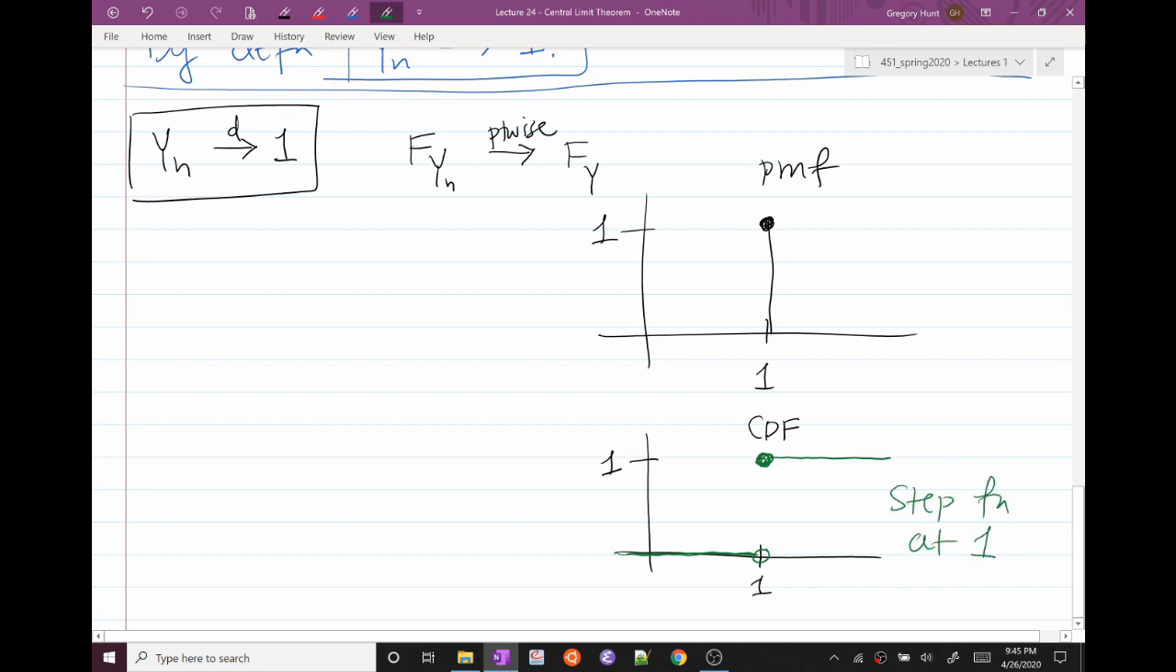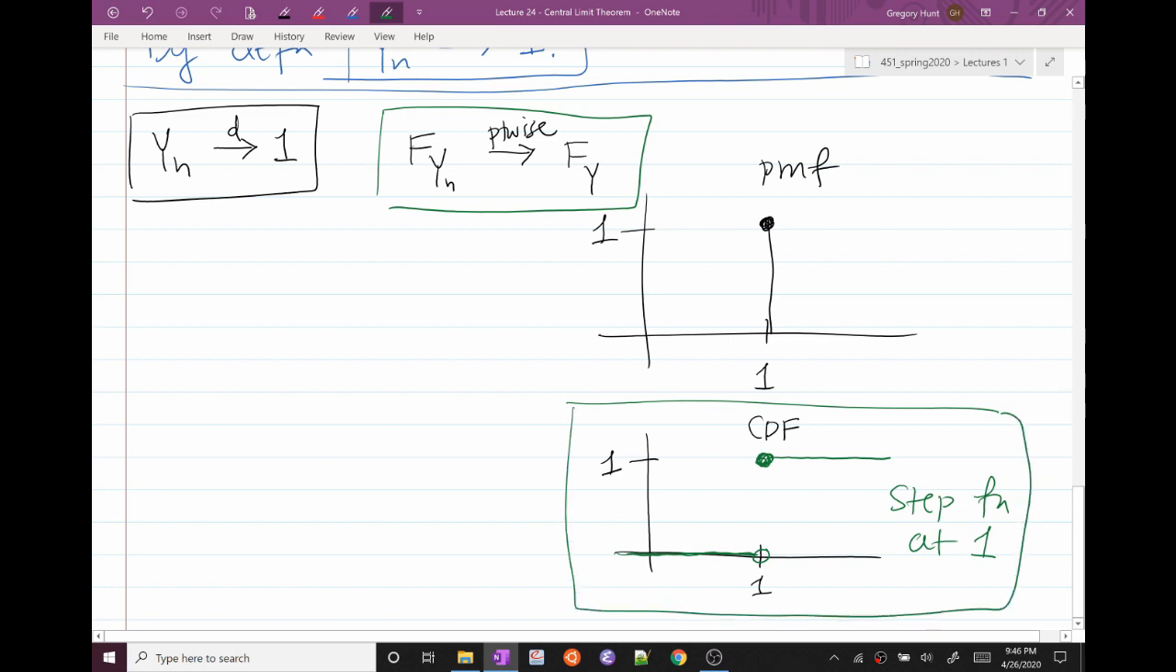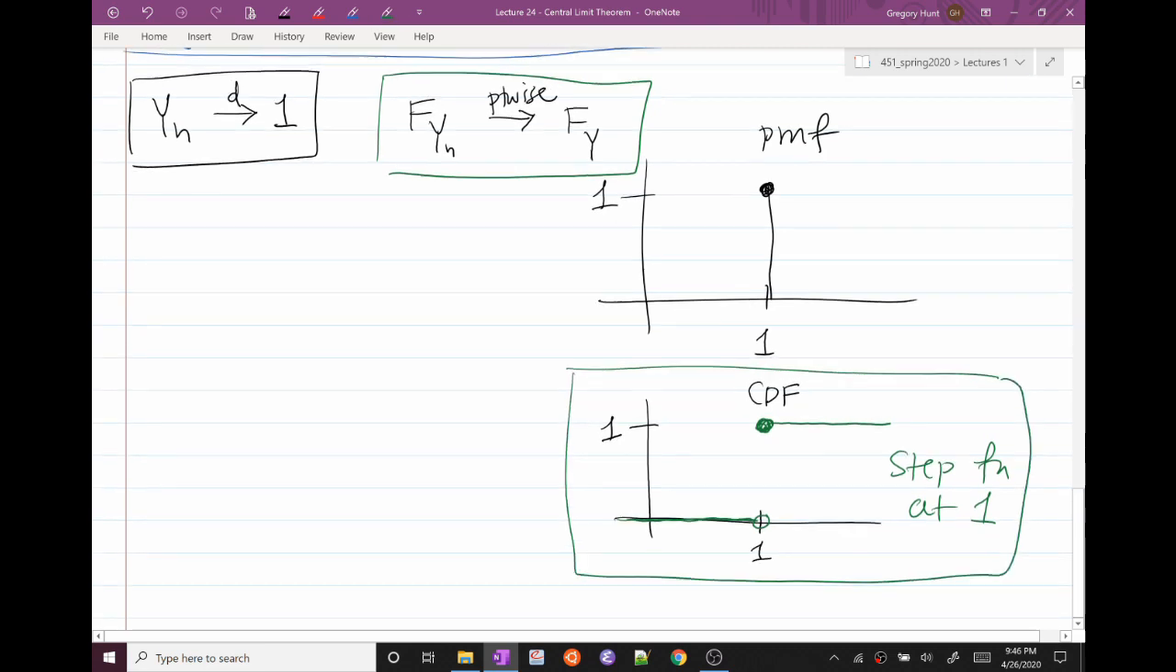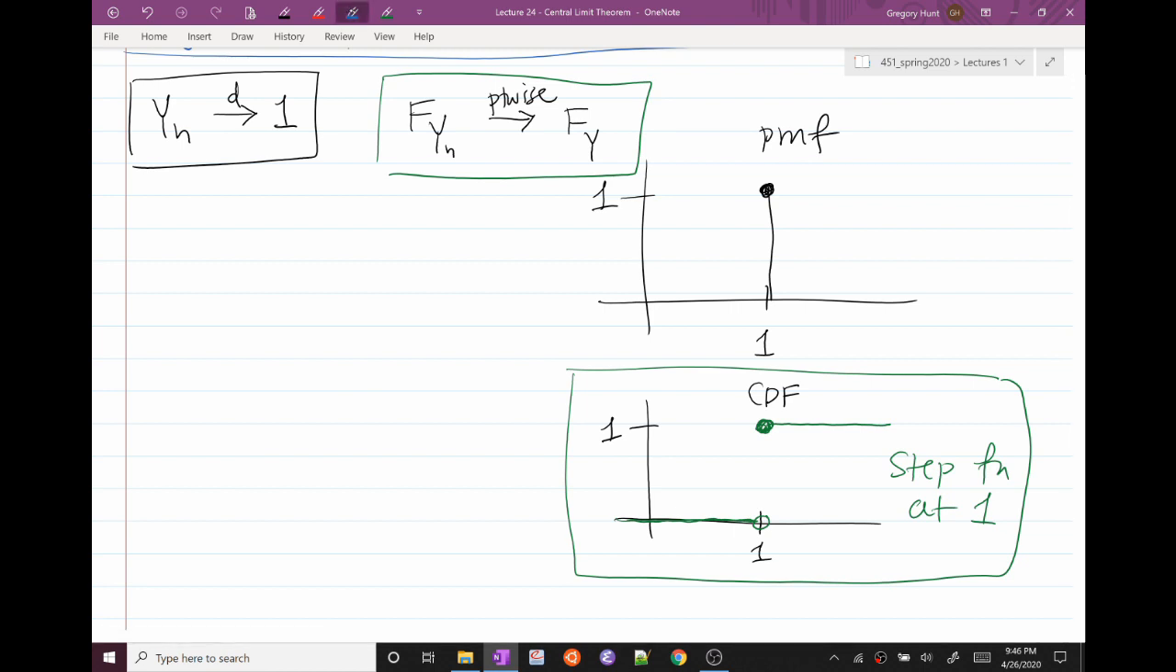Why do we need this? Well, to show convergence in distribution, we have to show that the CDF of the Y sub n's converges to the CDF of Y, and we need to know what the CDF of Y looks like. Turns out it's really simple. It's just a step function, steps from 0 to 1 at 1. Okay, so now let's show that this result here, which is that Y sub n converges in distribution to 1.